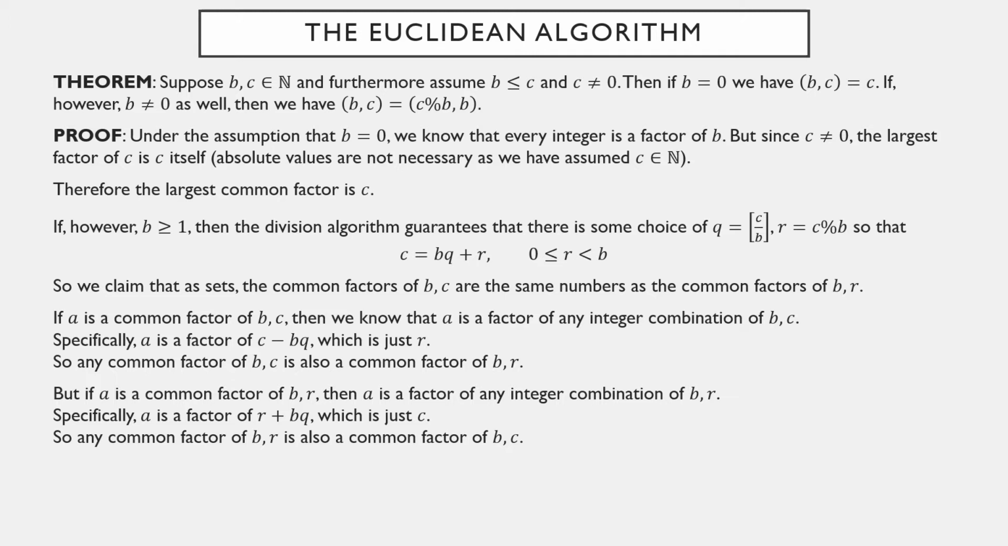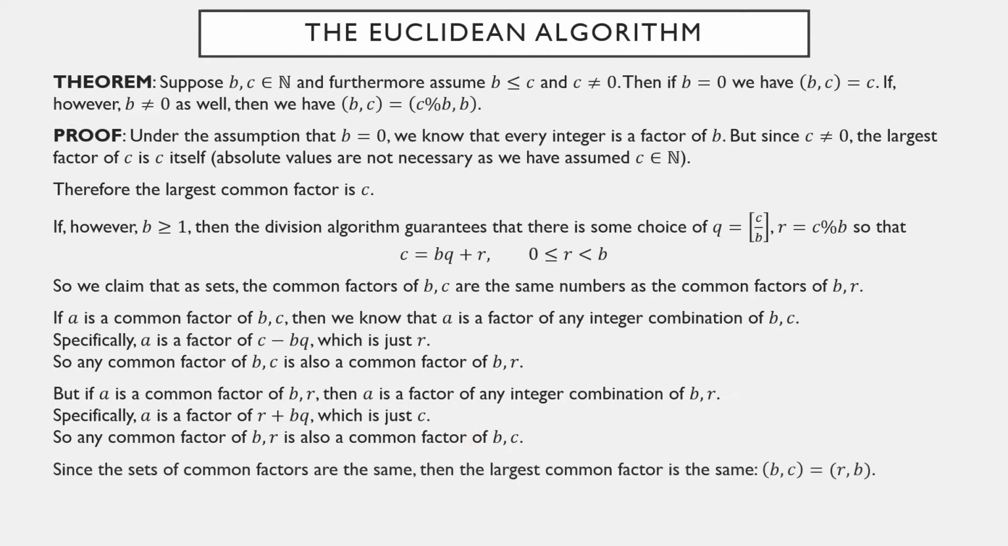So not only are the common factors of B and C a subset of the common factors of B and R, but the common factors of B and R are a subset of the common factors of B and C. In other words, the two sets are equal.